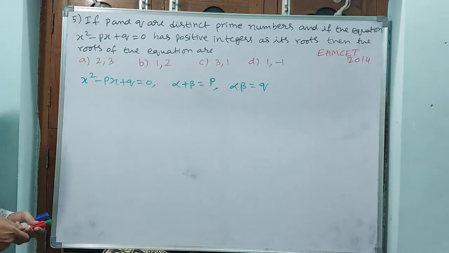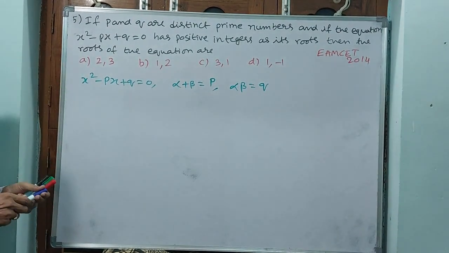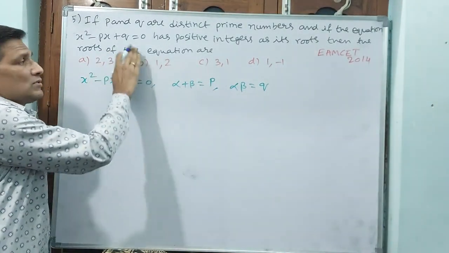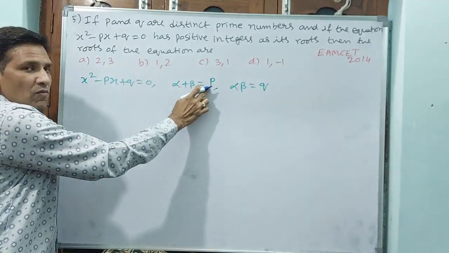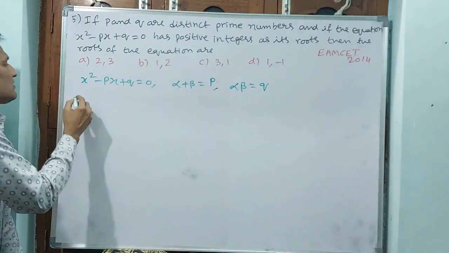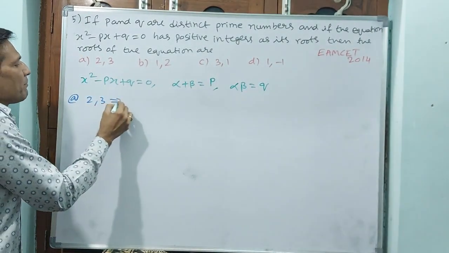Okay. Now you go back to options. Why? Because we don't have any other option. You have to go one by one. Okay. See, p value should come. See these roots, if you add, one prime number has to come. If you multiply also, another prime number has to come. First, take a, at 2 comma 3 implies.